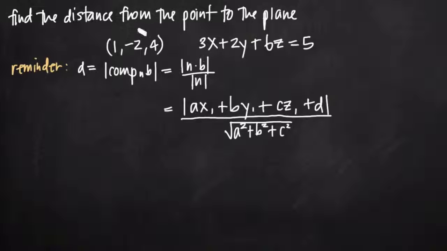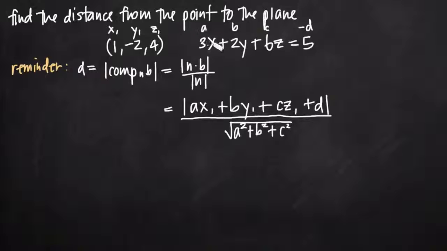In this case, when we have a coordinate point, in our case (1, -2, 4), these values you can just think of as x sub 1, y sub 1, and z sub 1. And we can plug those directly into our formula. We also need the values a, b, c, and d, and those come directly from the equation of the plane. So again, here we have a, b, c, and -d, I'll talk about that in a second, which come from the equation of the plane.